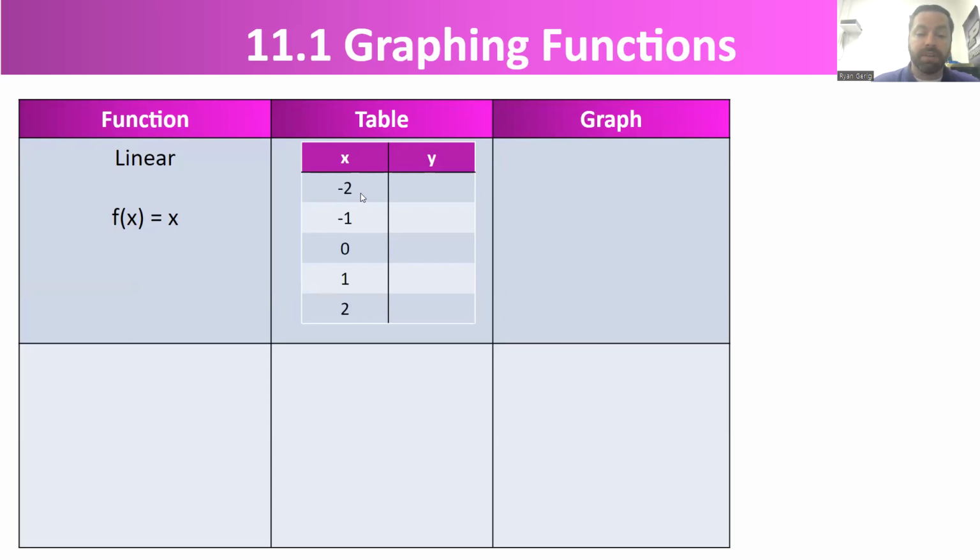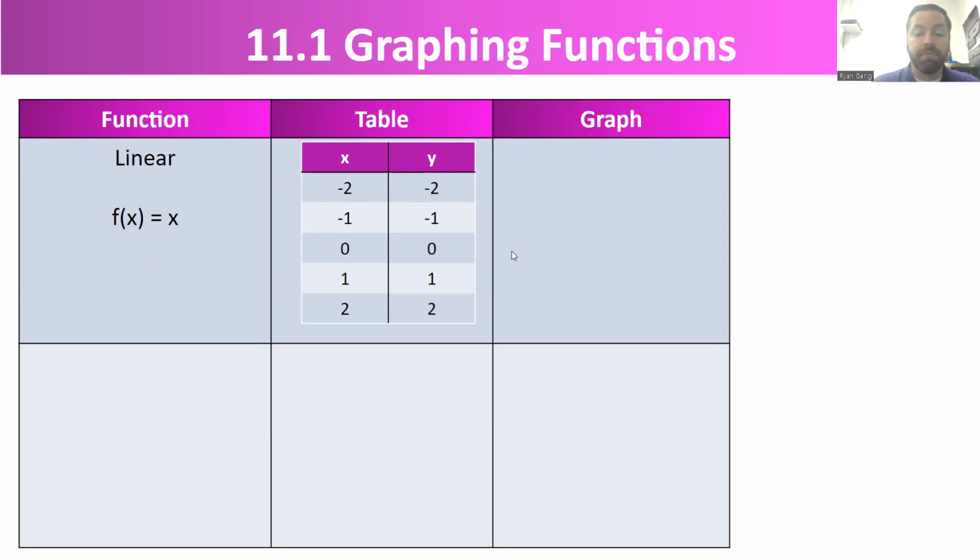We choose that because we want to see what's going on to the left, the negative x's, and to the right, which is the positive x's of 0. And then we also want to see what's going on in the middle. To figure out the y values, we simply take the x value and put it in for x, and we're evaluating those functions. So f of -2 equals -2. So the y value is also -2. For -1, it's -1. For 0, it's 0. For 1, it's 1. For 2, it's 2. This one's a very basic one because the x value matches the y value.